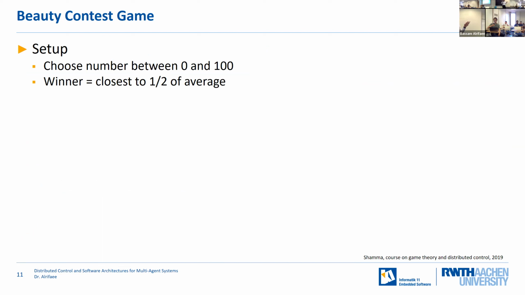Now I would like you to be active in this presentation and solve this mathematical problem. Choose a number between 0 and 100, and the winner of you is going to be the closest to half of the average of everybody. If you know this, just think about the nice weather outside. If you don't know this game, try to solve it.